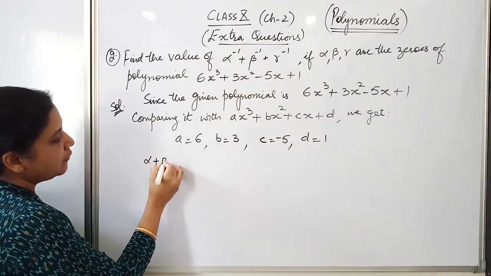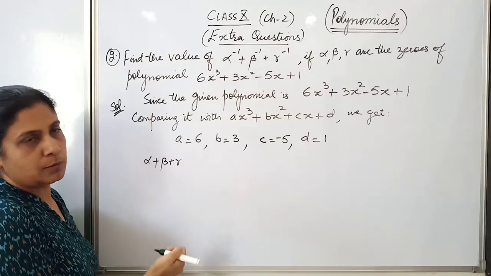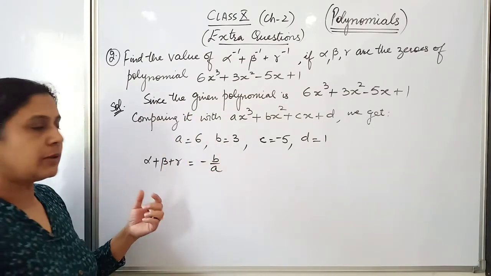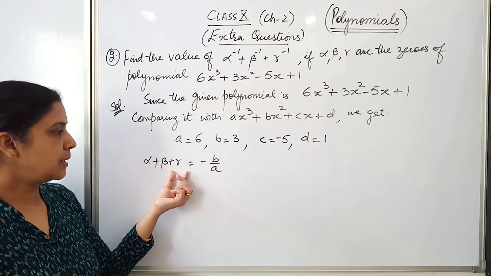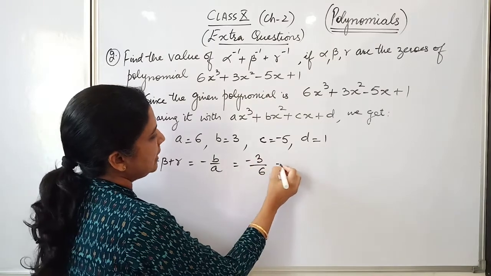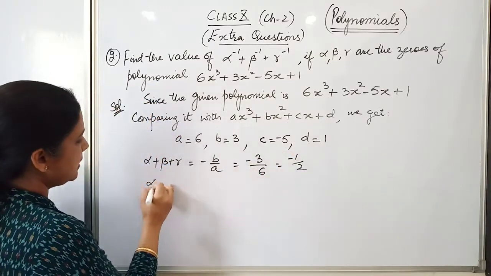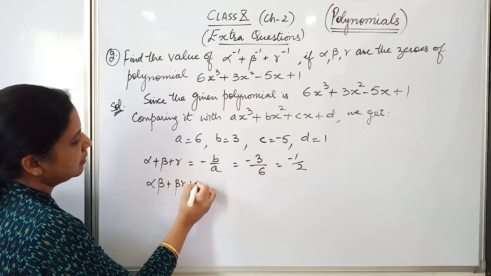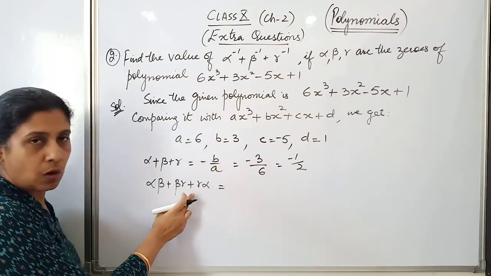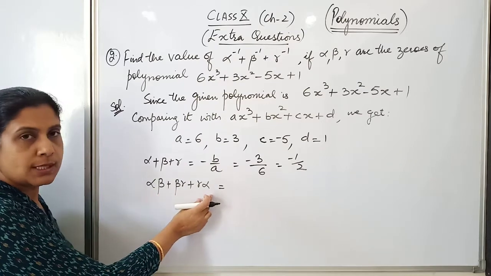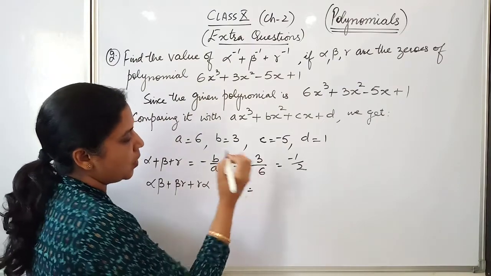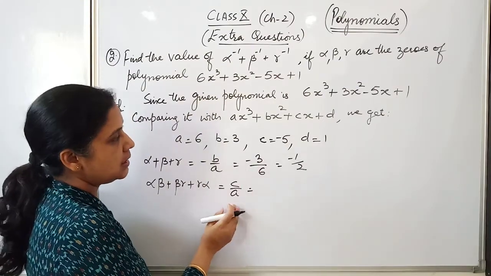Now alpha, beta, gamma are the zeros of this polynomial. So we can find out the sum of zeros as given by the formula alpha plus beta plus gamma is equal to minus b upon a. I am going to put down the values. Next is alpha beta plus beta gamma plus gamma alpha, which is known as sum of the product of zeros taken two at a time, is equal to c upon a, which is given by the formula c upon a.